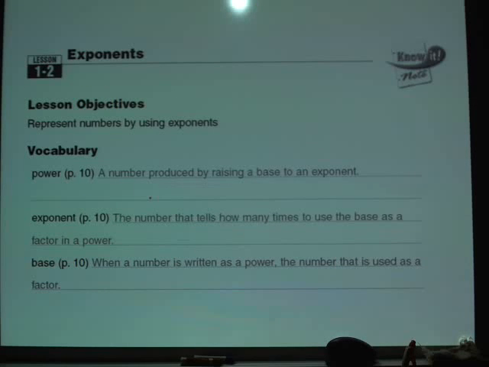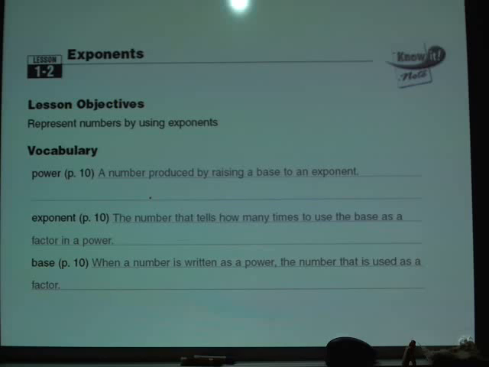So let's look at the definitions here, because the definitions are key to understanding the different parts that are related to an exponent. We have the definition of power. A power is a number produced by raising a base to an exponent.